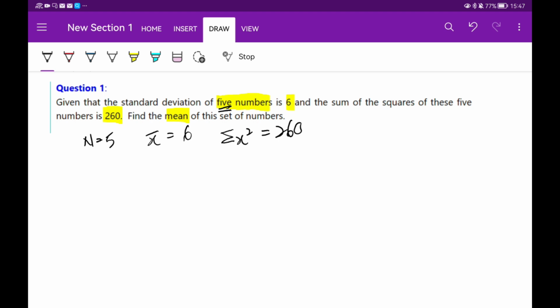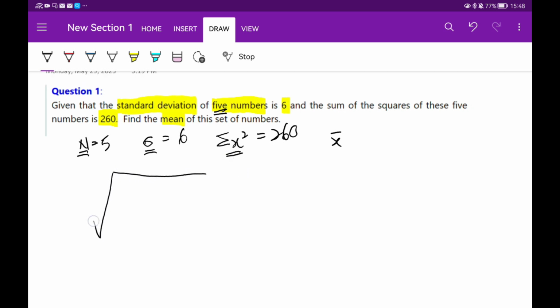Now we need to find the mean. So how to find the mean? Oh, sorry, I made a mistake here. This is the standard deviation. Don't forget to highlight the main point. So the standard deviation is fixed. We have the standard deviation, the number, and the sum of the squares. So we can use the standard deviation formula. What is the formula? It's the square root of sum of x squared divided by n, minus mean square.